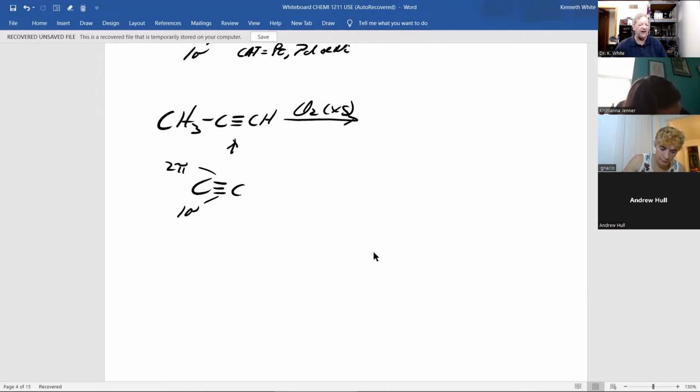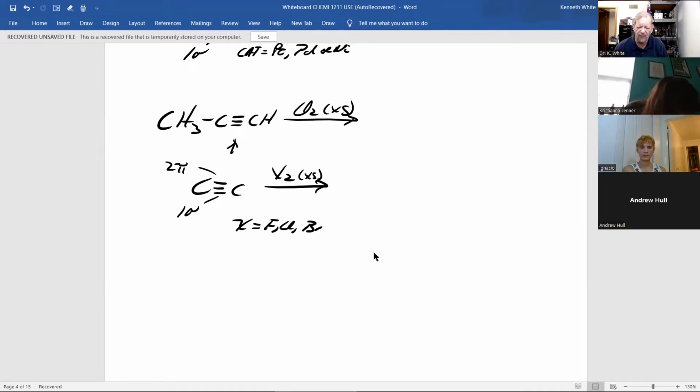Wow, that's one of the best pi bond characters I've written in a long time. And remember, halogens are abbreviated by X, halogen gas, X2, and we have XS. Remember, that means you have all the halogen in the world that will react with anything it can. X can be fluorine, chlorine, bromine, or iodine. And you break the 2 pi bonds, and each carbon of the triple bond gets 2 halogens.